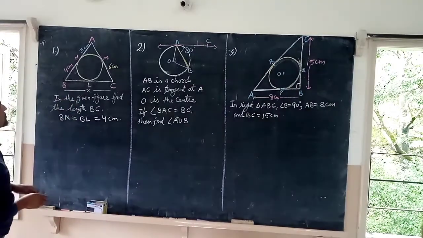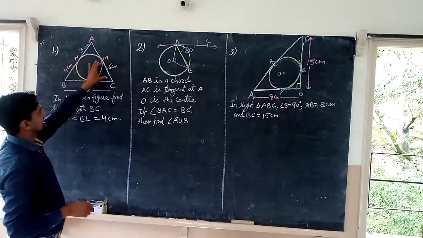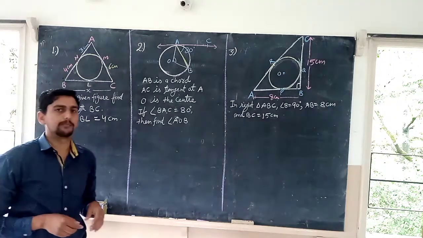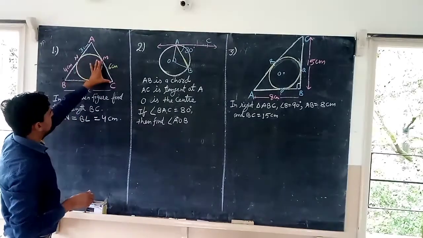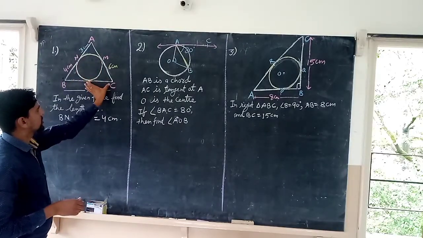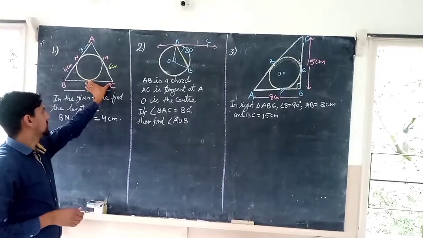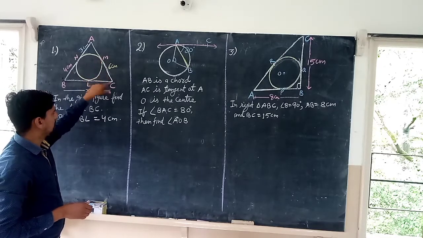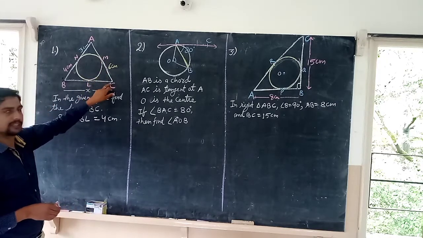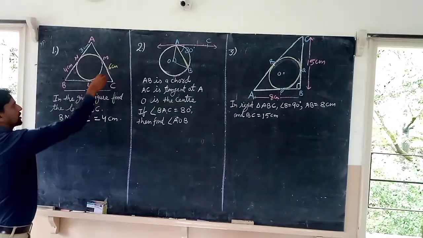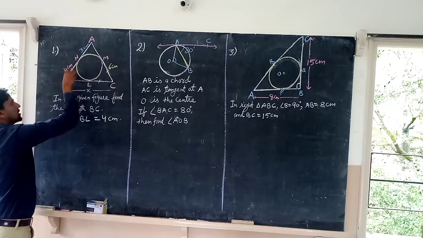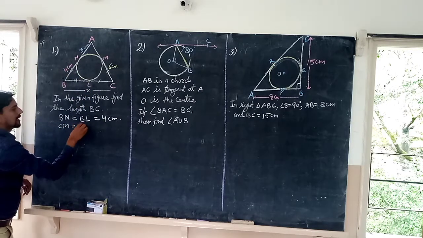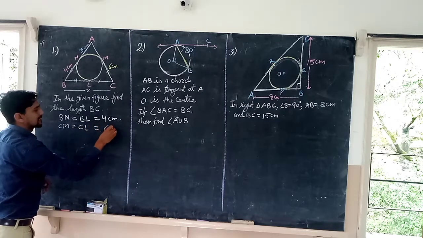Now the next is we have been given CM. If CM is 6 centimeter, what other side will be 6 centimeter? You have to think. If CM is 6 centimeter, then CL is also 6 centimeter, because CL is a tangent from point C and CM is also a tangent from point C. So these are tangents from the same point, which means they are equal to each other. So we will use CM is equal to CL, which is also equal to 6 centimeter.